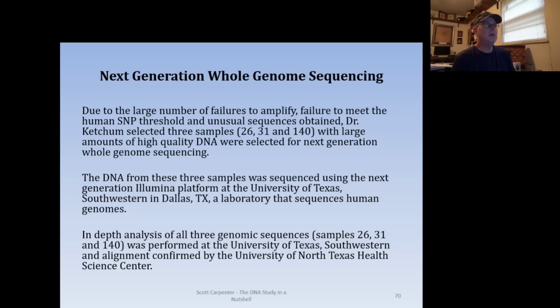The DNA from these 3 samples was sequenced using the next generation Illumina platform at the University of Texas Southwestern in Dallas, Texas, a laboratory that sequences human genomes. In-depth analysis of all 3 genetic samples, that's 26, 31, and 140, was performed at the University of Texas Southwestern, and the alignment was confirmed by the University of North Texas Health Science Services. So you had 2 different university labs looking at these sequences and confirming each other's results.